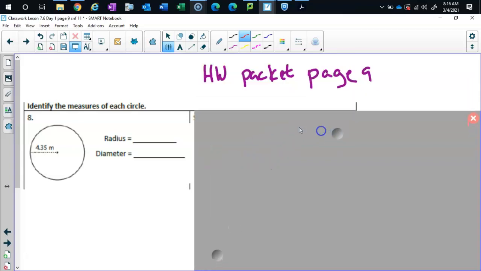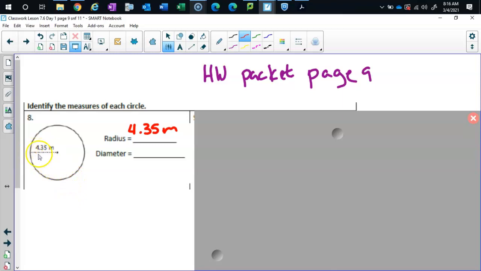I'm going to scroll this down. Okay, here's our circle. This is one of the measures. I'm not going to say what it is. You need to find the radius. Go. Well, this is the radius. So you should have said your radius is 4.35 meters. Make sure you have your label. Now, find the diameter. Go.